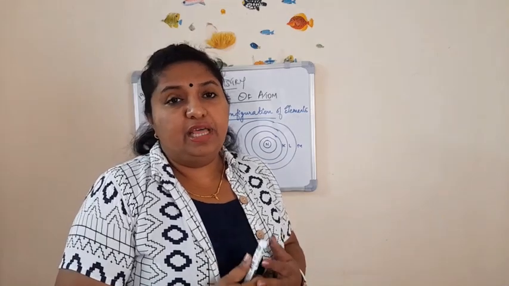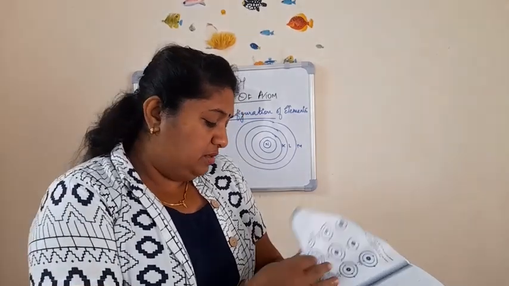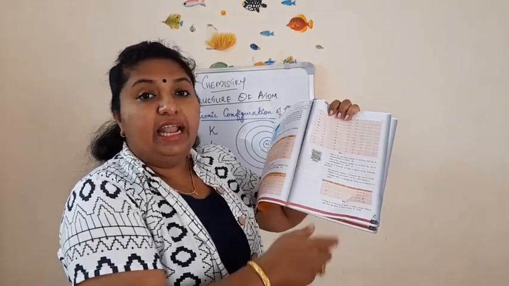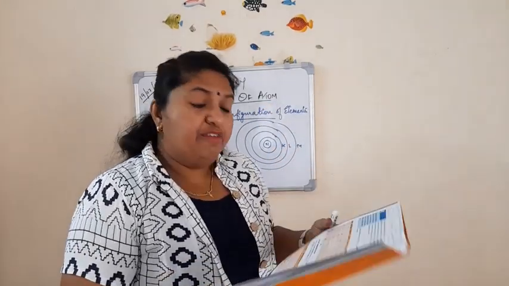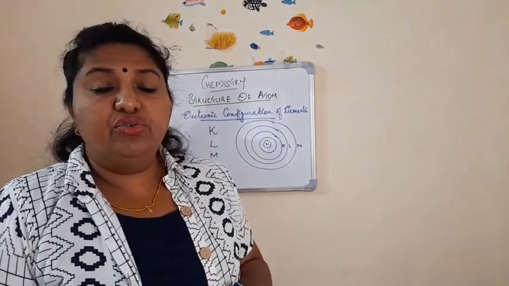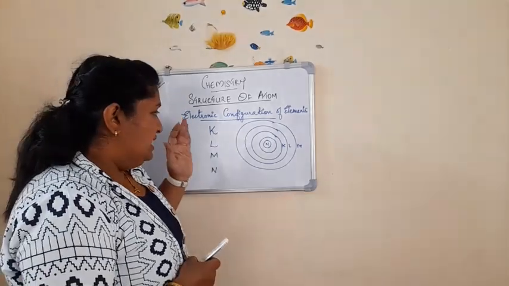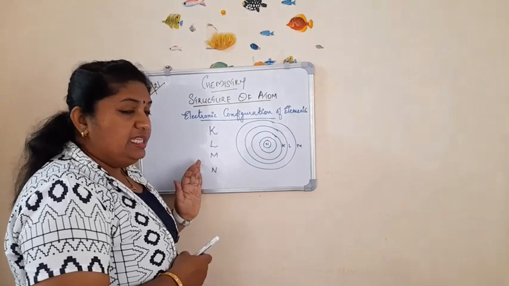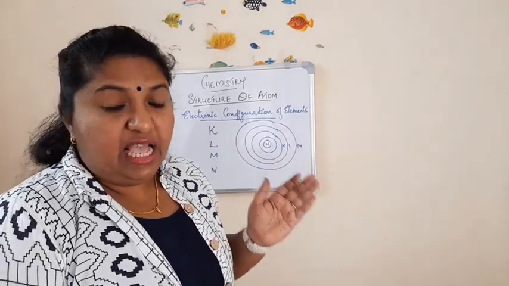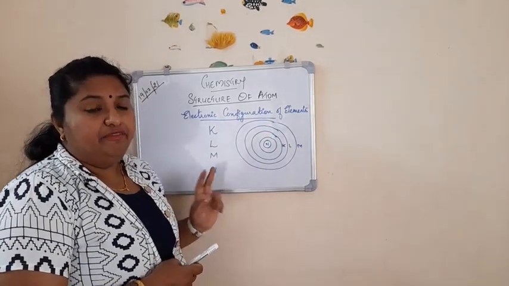In the textbook, there is a table given in which the electrons are arranged. When you look at the table for the first time, you don't understand. In some there is only 2, in some there is 8. Why like that? The maximum number of electrons that can be accommodated in each of these shells, K, L, M and N, is different.